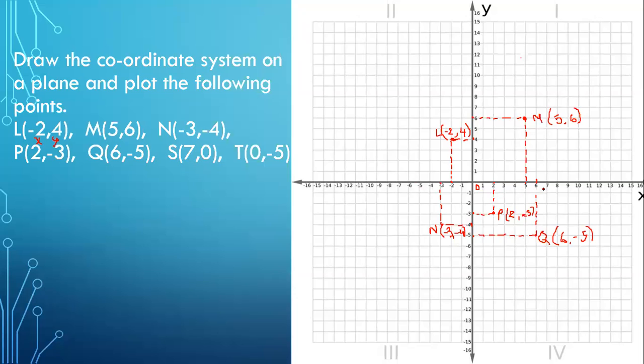So on the x-axis you can see 7 over here. Mark this point as S and write the coordinates as 7, comma 0. The next point given to us is point T. This is the last point and the coordinates are 0, comma minus 5.